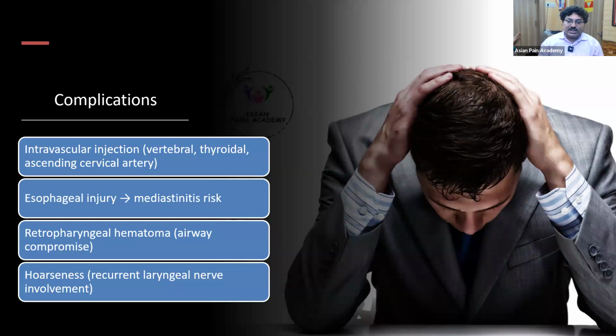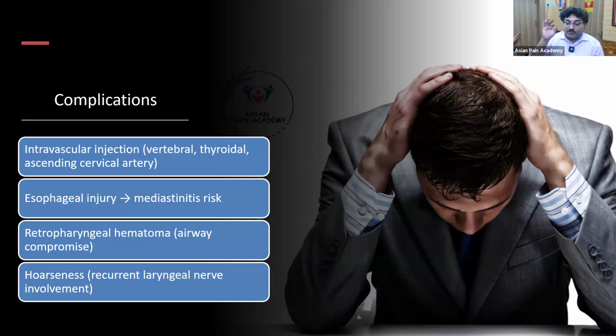There could be esophageal injury, which might cause mediastinitis. So if you have accidentally injured the mediastinum, at least give antibiotic prophylaxis. First of all, do not do that. Then, if there is a retropharyngeal hematoma, that can compromise the airway, which could be dangerous. So if you have accidentally done a puncture here, give pressure first. Don't worry, the other side will preserve the circulation to the brain, and give cold compression.